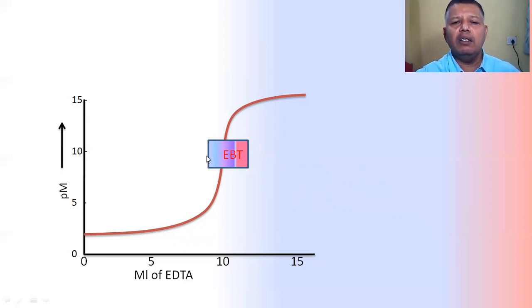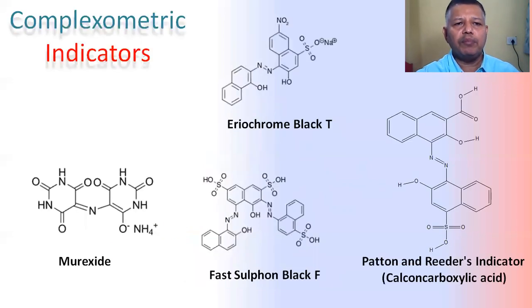And here the Eriochrome Black T indicator, this indicator is most important, and it gives a tremendous change in color for a number of metal ions at particular different pH, and therefore Eriochrome Black T indicator is used for most of the complexometric titrations. Now there are so many types of indicators. This is the structure of the Eriochrome Black T indicator.